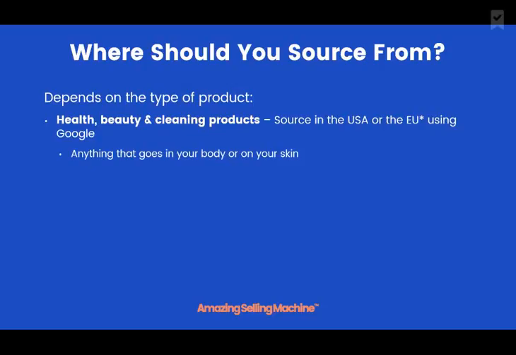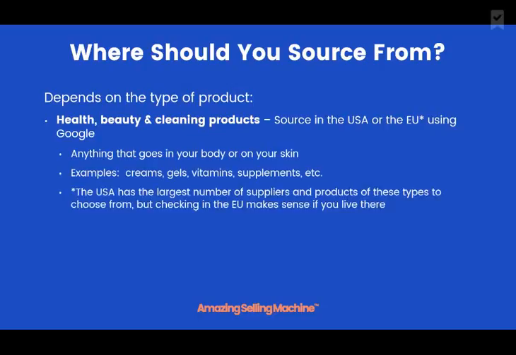Health and beauty are pretty much any products that go inside your body or on your skin. And we've added cleaning to this category because cleaning products can readily be found available and made in the United States. Some examples are creams, gels, vitamins, and supplements. And the USA does have the largest number of suppliers and products of these types.